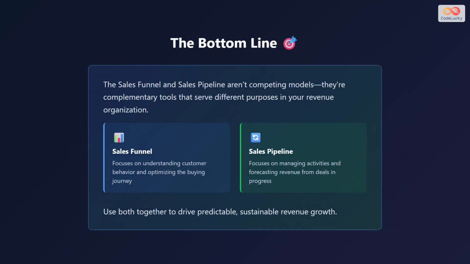The sales funnel and sales pipeline are not competing models. They are complementary tools that serve different purposes in your revenue organization. The sales funnel focuses on understanding customer behavior and optimizing the buying journey. The sales pipeline focuses on managing activities and forecasting revenue from deals in progress. Use both together to drive predictable, sustainable revenue growth and create a winning sales strategy.